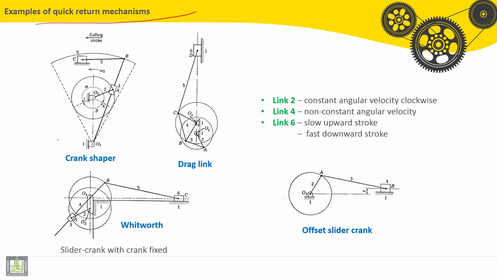So some examples of quick return mechanisms. So the crank shaper, okay, this is a quick return mechanism. This is the way of cutting stroke. The drag link, also it is a quick return mechanism. Whitworth also, this is a slider crank with a crank fixed. It is a quick return mechanism. And the offset slider crank also, it is classified as a quick return mechanism.